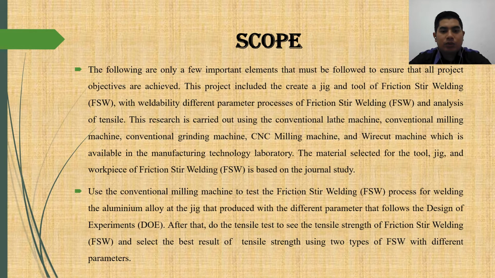This research is carried out using the conventional lathe machine, conventional milling machine, conventional grinding machine, CNC milling machine, and wire cut machine, which is available in the manufacturing technology laboratory. The material selected for tool, jigs, and workpiece of the friction stir welding is based on the literature study. Use the conventional milling machine to run the friction stir welding process for welding the aluminum alloy, with the jigs, that produce with the different parameters that follow the design of experiment, DOE. After that, do the tensile test to see the tensile strength of friction stir welding and select the best result of the tensile strength using two types of friction stir welding with different parameters.